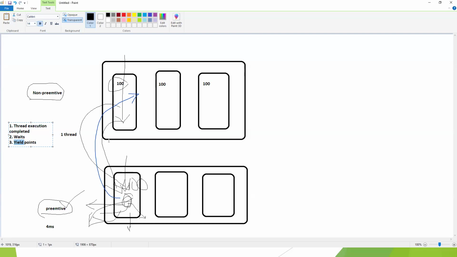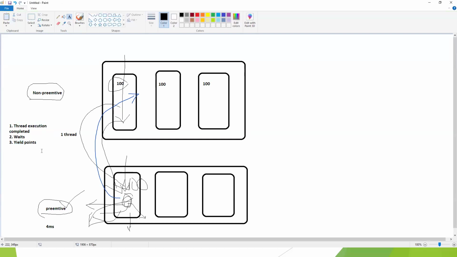Chandu, preemptive and non-preemptive is not clear. Can you please repeat it again? What my understanding is, with preemptive, irrespective of whether the thread is completing the task or not, after 4 milliseconds or a particular time interval, it will go back and wait for some period till it gets the opportunity to complete the task. Is it? That is correct.